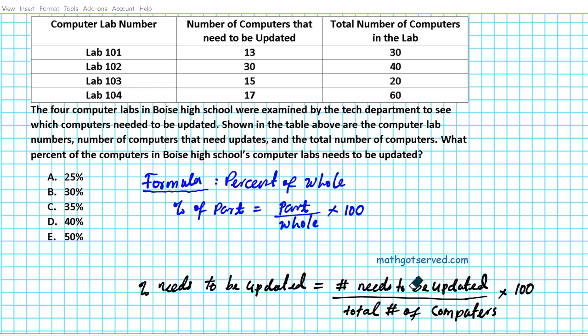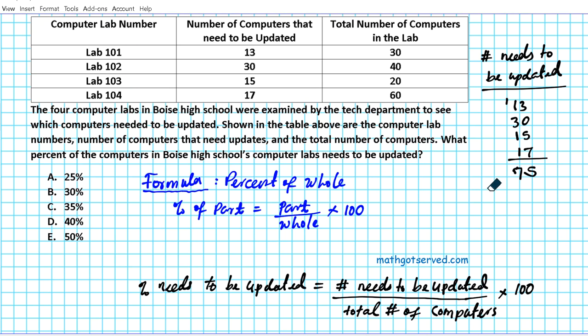We just need to find the number of computers that need to be updated and the total number of computers. So to find the number that needs to be updated, all we do is find the sum of these numbers in the middle column right here. So it's going to be 13 plus 30 plus 15 plus 17. 7 plus 3 is 10 plus 5, that's 15. 5 carry 1. 1, 2. 2 plus 3 is 5. 5 plus 2 is 7. So the number of computers that need to be updated is 75.